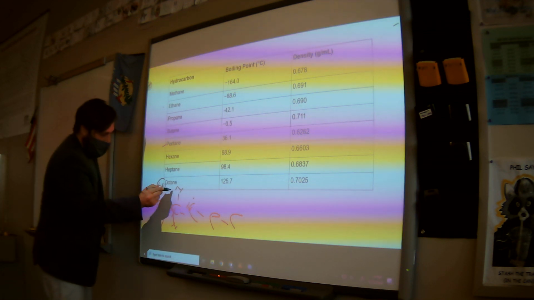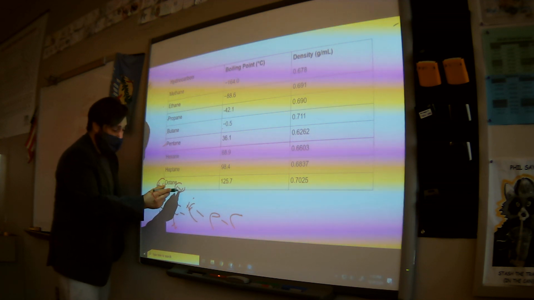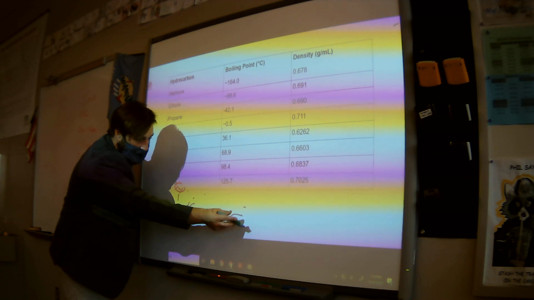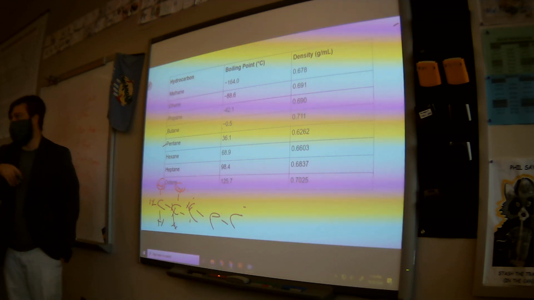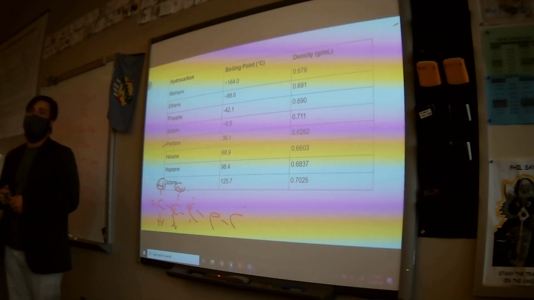So each atom makes London dispersion forces. This makes London dispersion. This makes London. Everything makes a London dispersion force. So the bigger the thing, the more London dispersion forces.